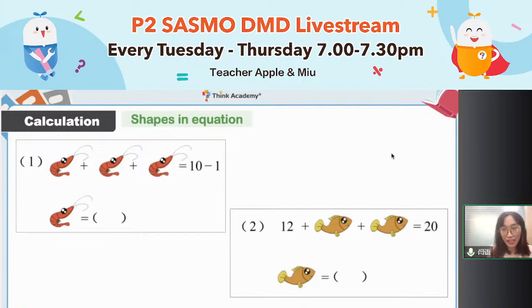It is about the shapes in equation, okay? So here, firstly, some warm-up question for you. Look, shrimp plus shrimp plus shrimp equals to 10 minus 1. So what about one shrimp? Everyone, quick quiz. It is very easy, right? This is a P1 level for you.